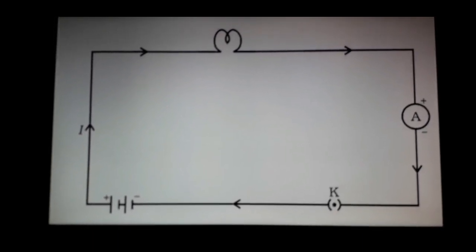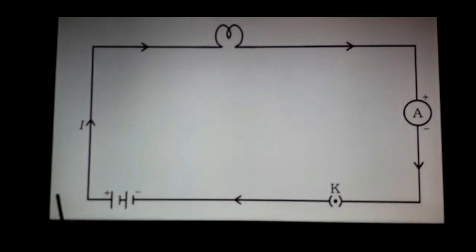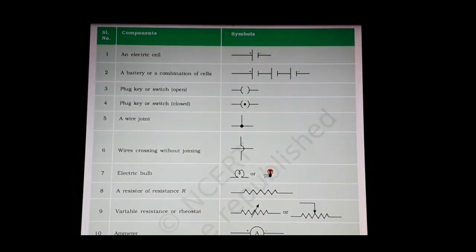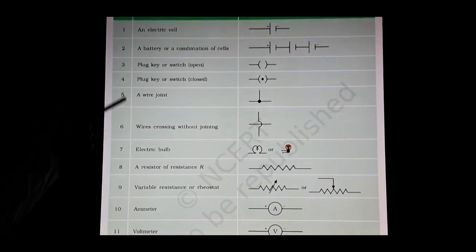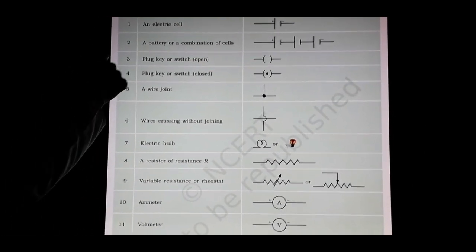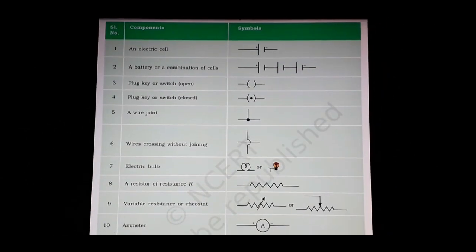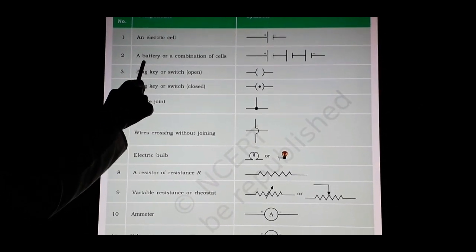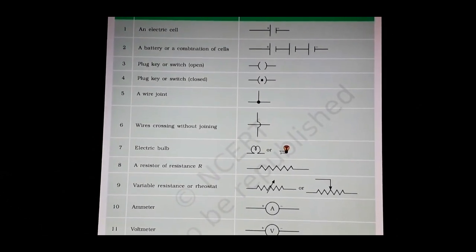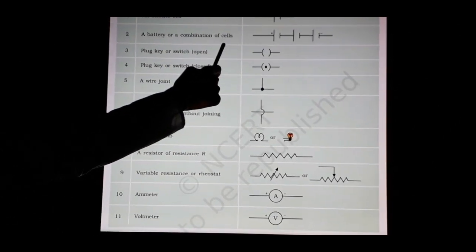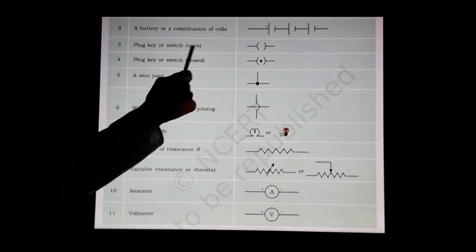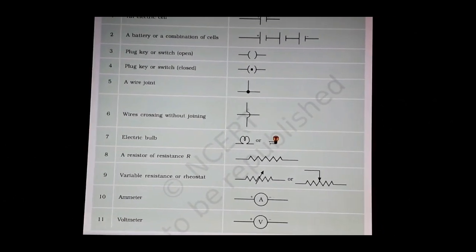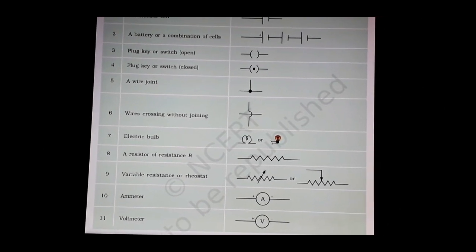Now we know how to make an electric circuit, so let's move on to its components and their symbols. Now here are the 11 main components of an electric circuit. The first one is an electric cell which is the source of current, and the second one is the battery which is the combination of cells, which plays the same role as cells. Next one is the switch open, which means the switch which is used in an open circuit, and when the switch is open the electric current stops.